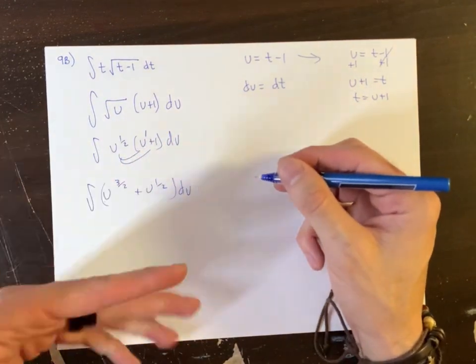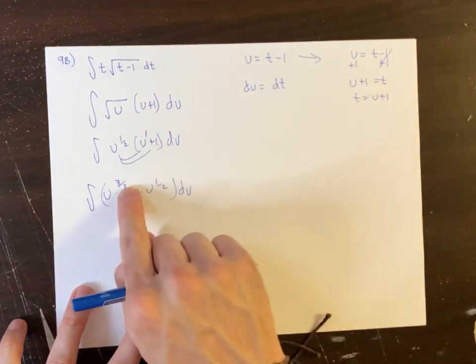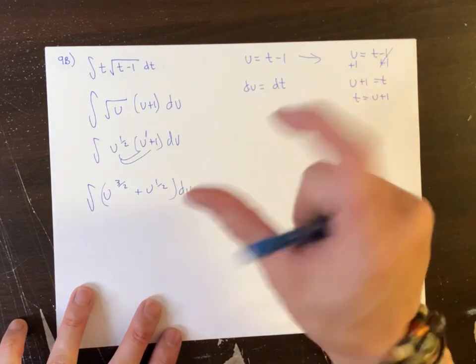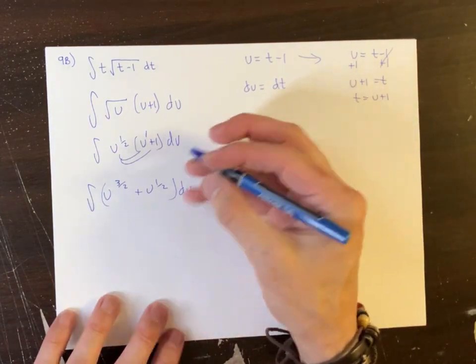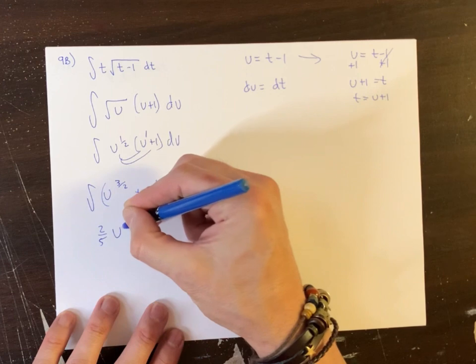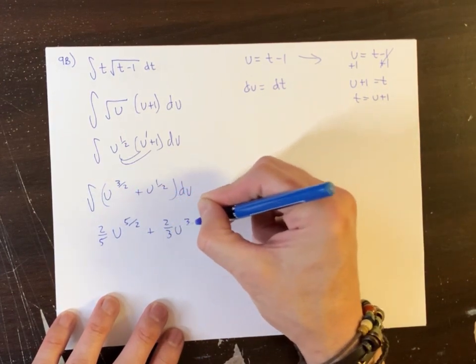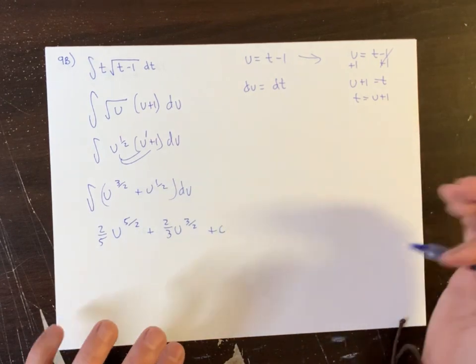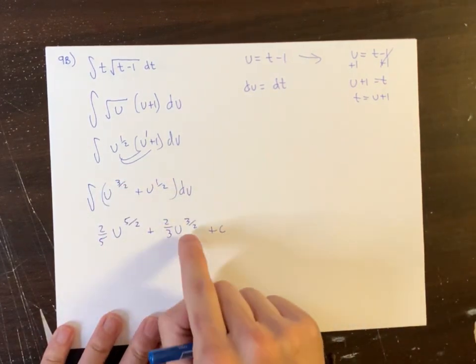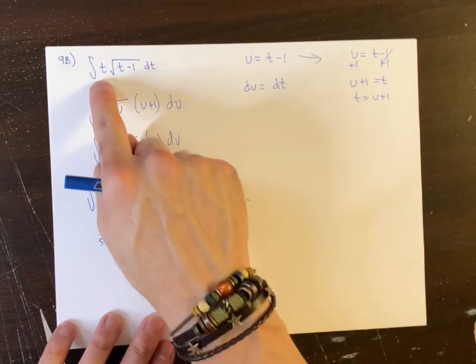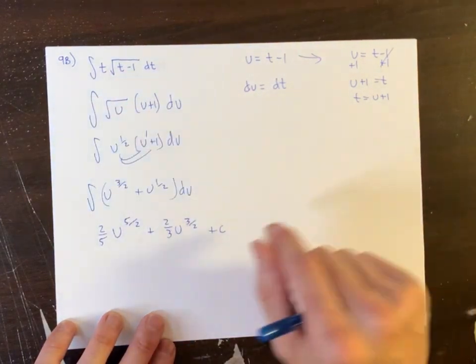And now do term by term integration like we've been doing. Add 1 and then divide by the new power or multiply by the reciprocal of the new power. I believe this is 2/5 u to the 5 halves plus 2/3 u to the 3 halves plus c. Let's see, do I believe this? The derivative is that, the derivative is that. This looks good. It's indefinite, so this is a plus c.